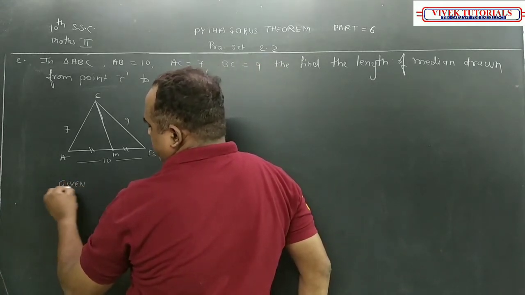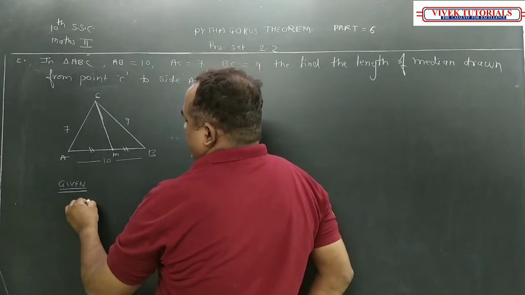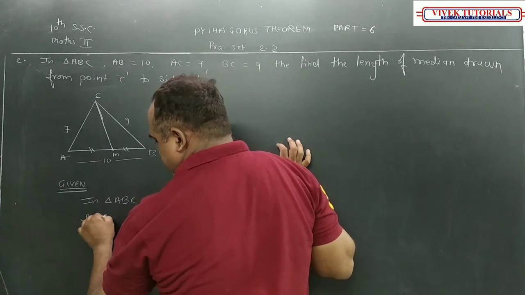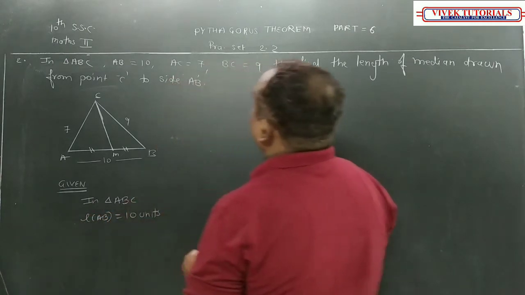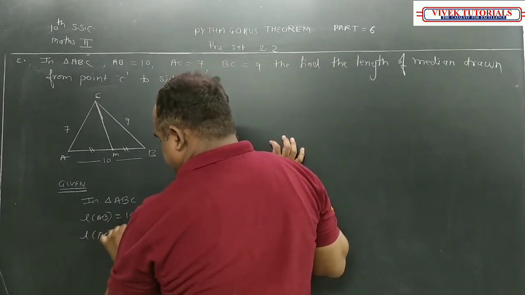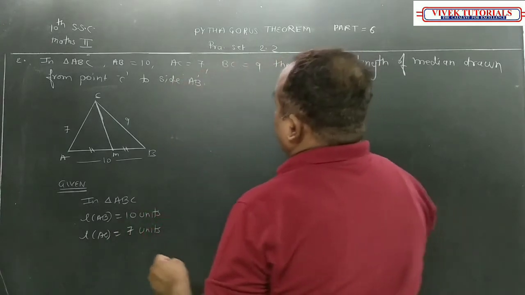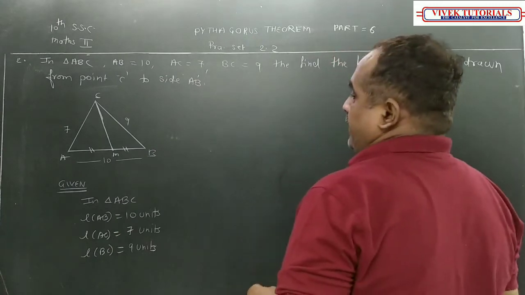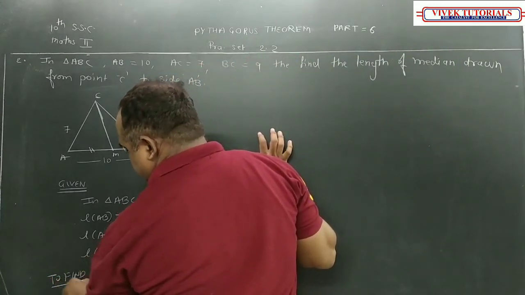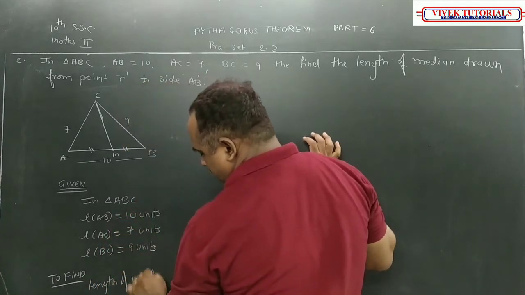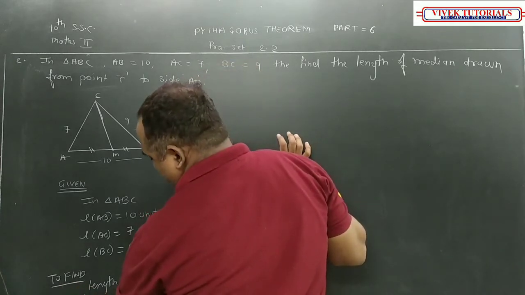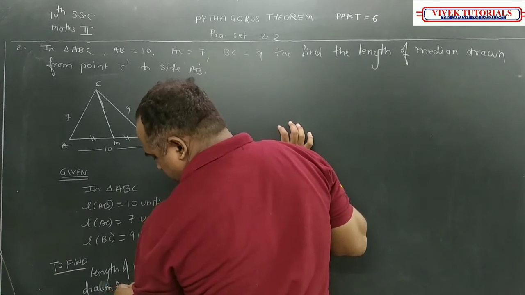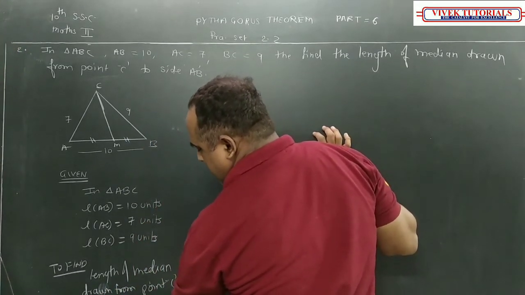Given in triangle ABC, length AB is equal to 10 units, length AC is equal to 7 units, length BC is equal to 9 units, and what they have asked you to find is the length of the median drawn from point C to side AB.